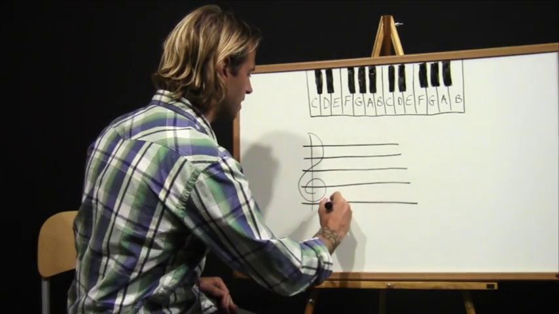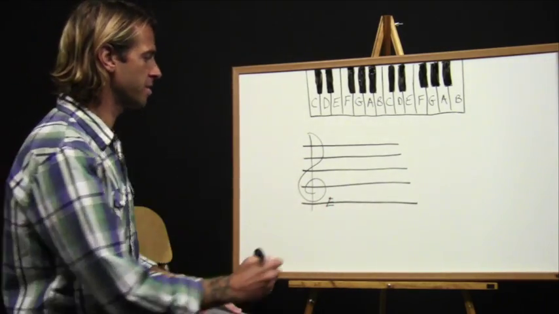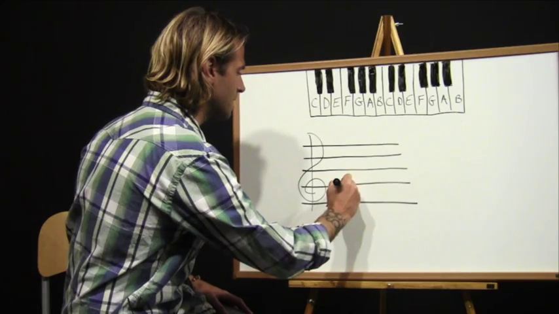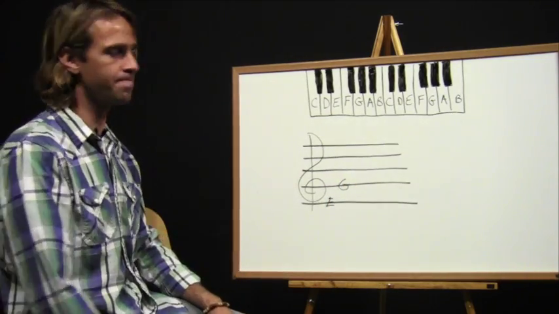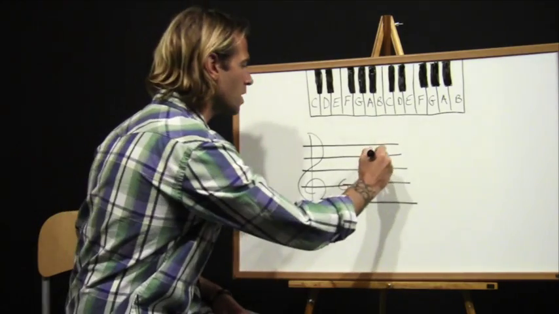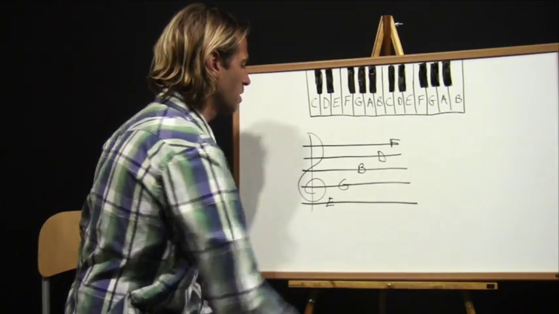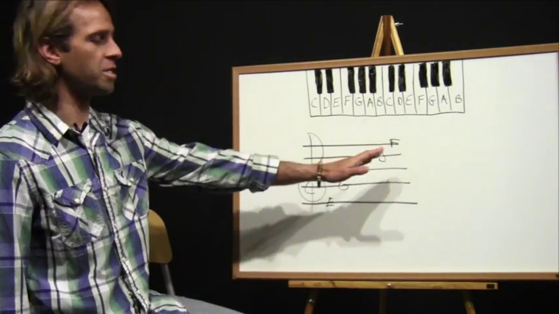As we assign, the first one is going to be E on this first line here. The next line is assigned a G. Next line is assigned a B. This one is a D. And this one is an F. So that's how we're going to be measuring these pitches.